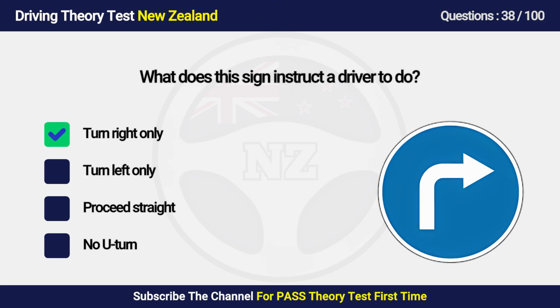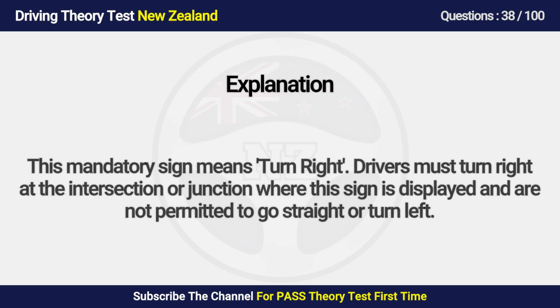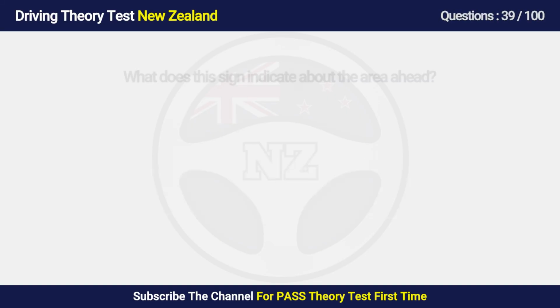Answer is A. Turn right only. This mandatory sign means turn right. Drivers must turn right at the intersection or junction where this sign is displayed and are not permitted to go straight or turn left.